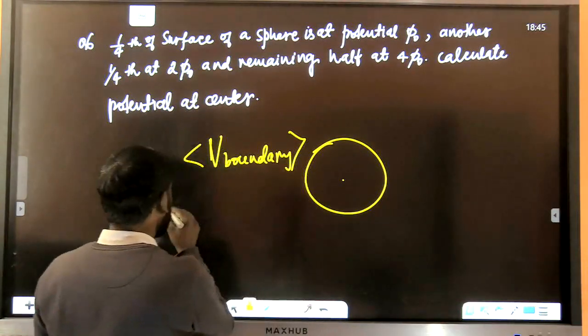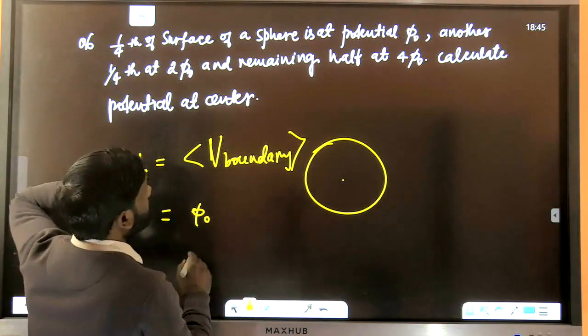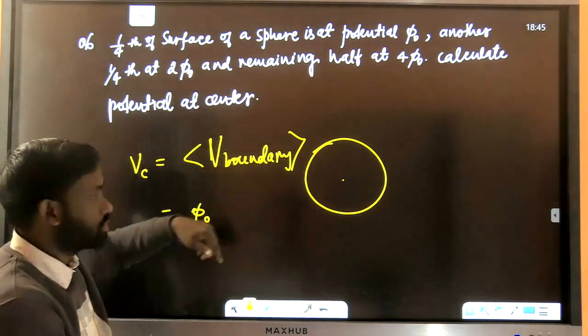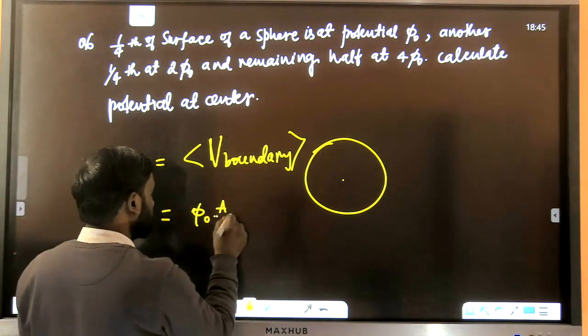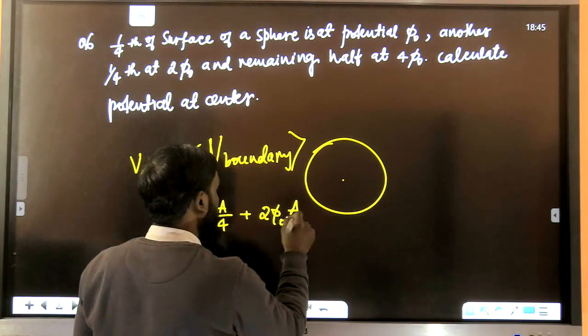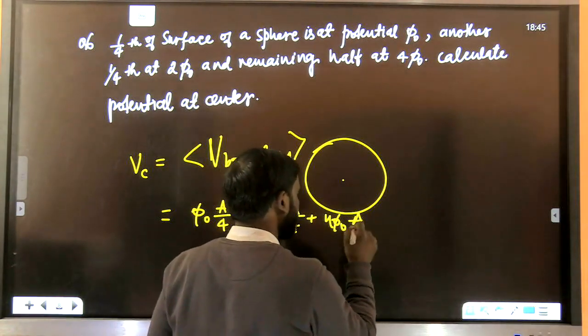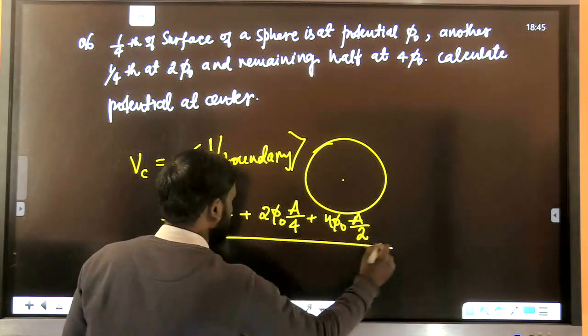So we'll take the average of this. Here the potential is phi naught. So let's take the average over area. We'll multiply by area. So the area is 1/4. Then the potential is 2 phi naught over area 1/4, and then the potential is 4 phi naught over half of the area. And let's divide by the total area.